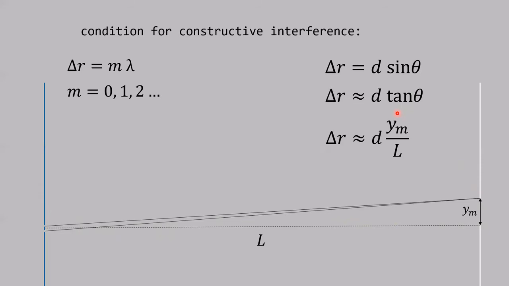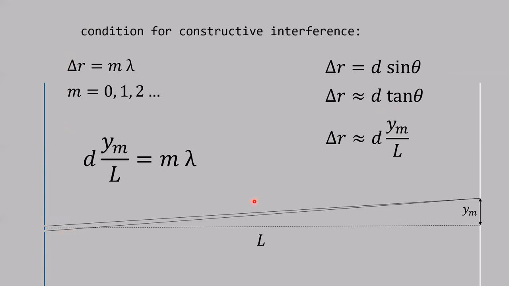And now I'm assuming that the y-coordinate we're talking about is a position where we get max constructive interference. In other words, it's one of those bright fringes. So that's why I'm using the special y-coordinate y sub m. Take all this and plug it in here. And you get this formula.